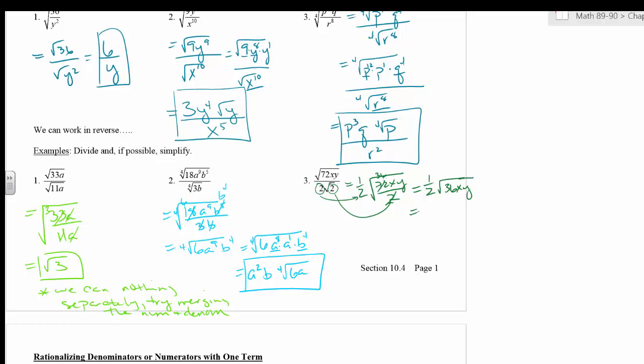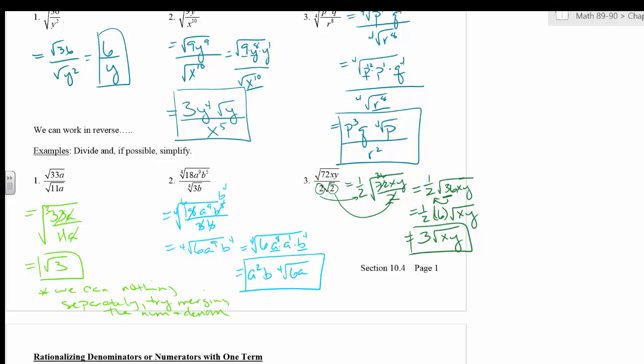Well, can you simplify that? Sure you can. 36 is a perfect square. X and y, you can't pull out any variables there. So we have the 1/2 in front. 36 comes out, but you've already got the 1/2, so 36 is going to come out as a 6. Well, you multiply. So that's 1/2 times 6 times the square root of xy. Well, what's 1/2 of 6? 3. So you end up with 3 square roots of xy.